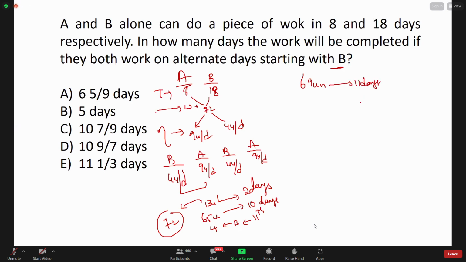So on 12th day, you have A who works for 9 units, but you don't want 9 units to be completed. You only want 3 units to be completed. So you want 3 out of 9 units to be done. So we have 11, 1 by 3. Where is the option? Option E, 11, 1 by 3. Very good.